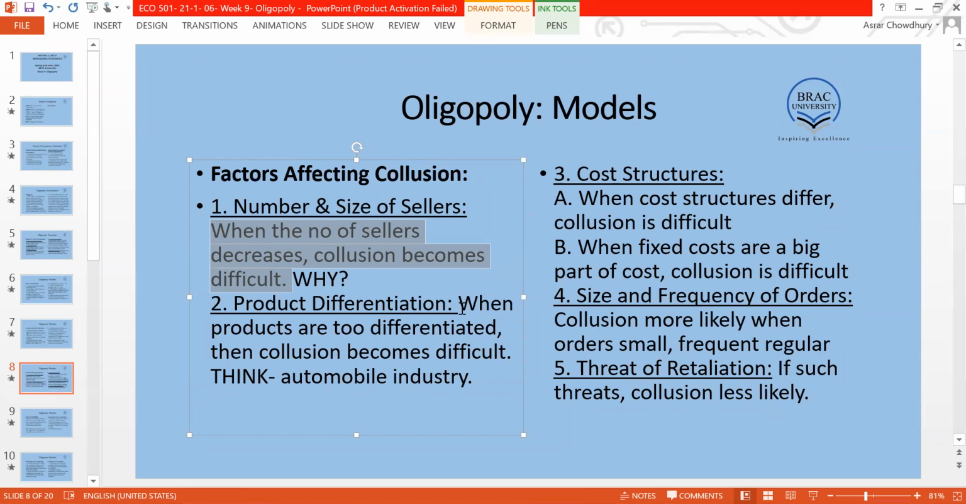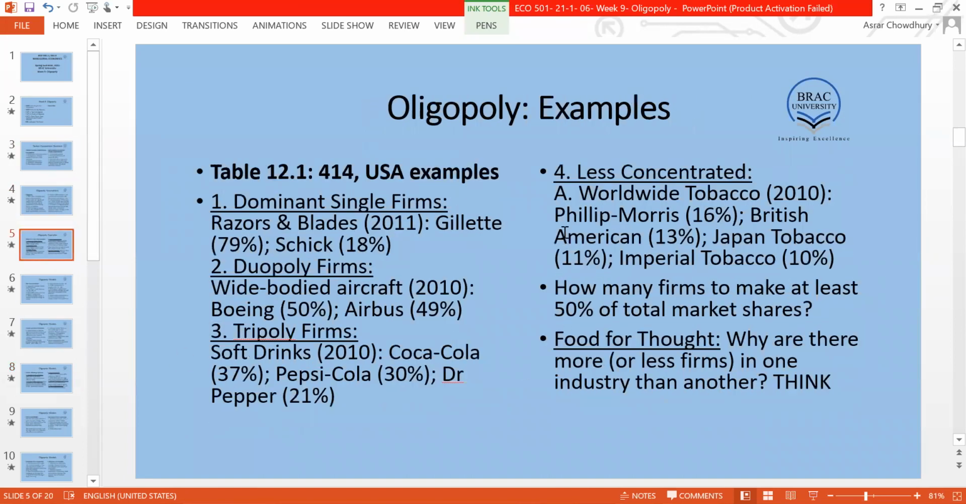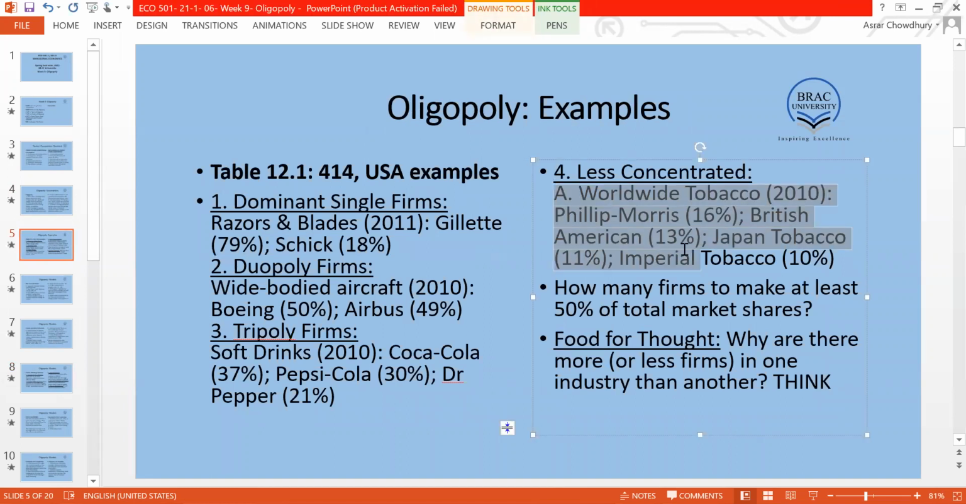Product differentiation. When products are too differentiated, collusion becomes difficult. Why? AJ, look at this one. Is there any dominant firm with a large market share here? No, sir. Why? Because the tobacco industry produces almost very similar products, right? Product differentiation there is mostly cosmetic, isn't it? Yes, sir. That's why here it is. Where is it?